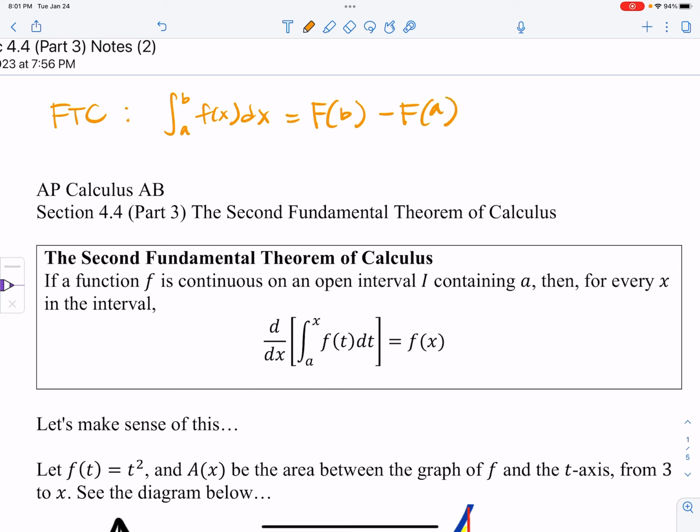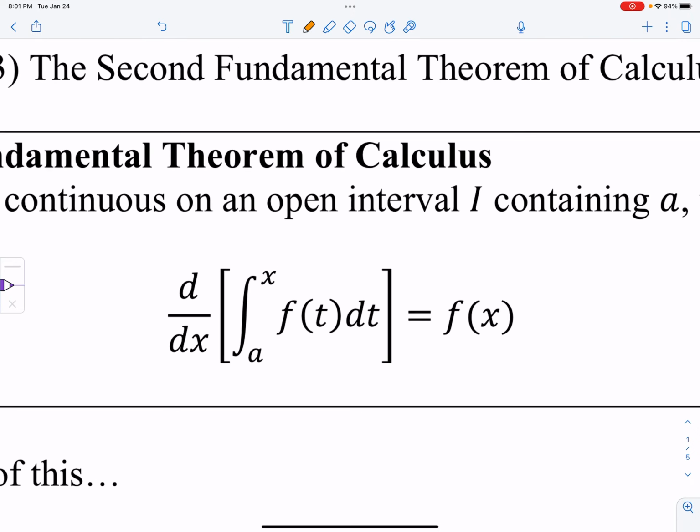Okay, so that difference, that's our first fundamental theorem of calculus, at least in this textbook that's referred to as the first one. So our second fundamental theorem of calculus we're going to make sense of next. If a function f is continuous on an open interval I containing a, then for every x in the interval, this statement is true.